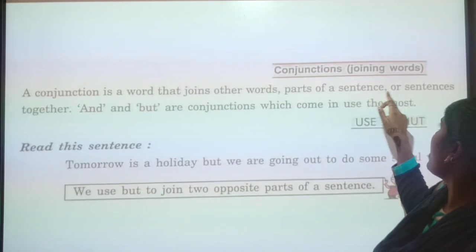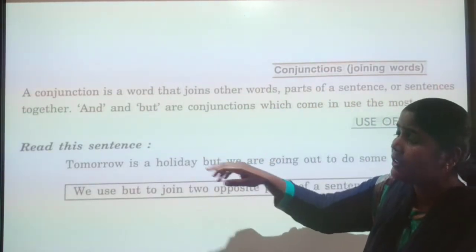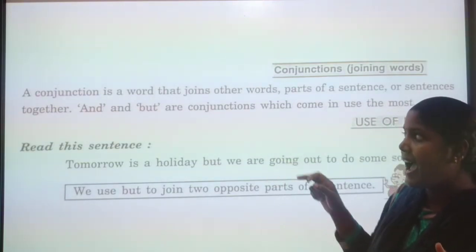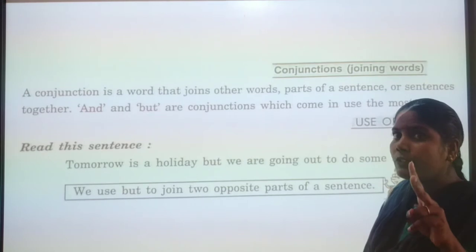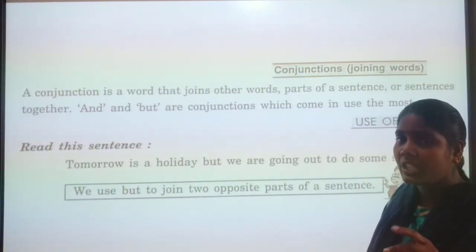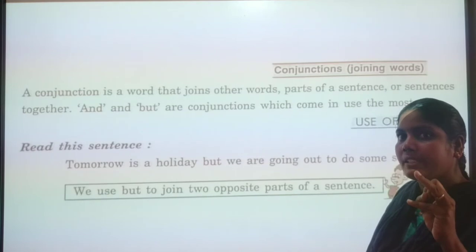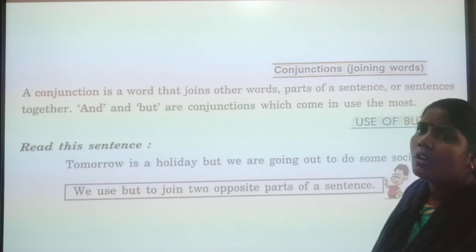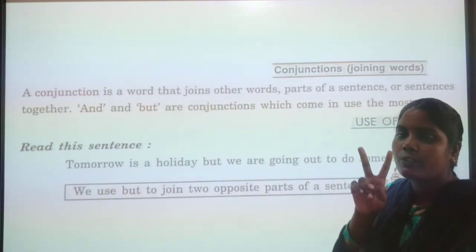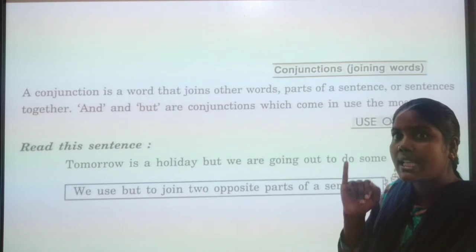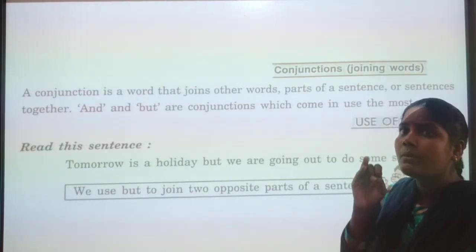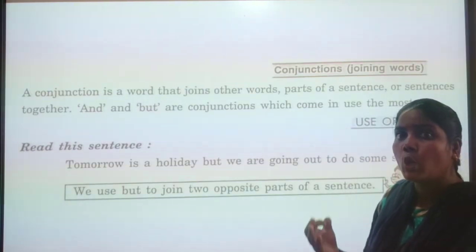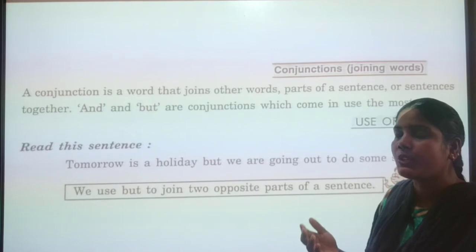To join parts of a sentence or sentences together, we have to use a conjunction. And and but are the two words we are using as conjunctions, which come in use the most. Only two words we are using as a conjunction: one is and, another one is but. So in these two words, which word are we using more?